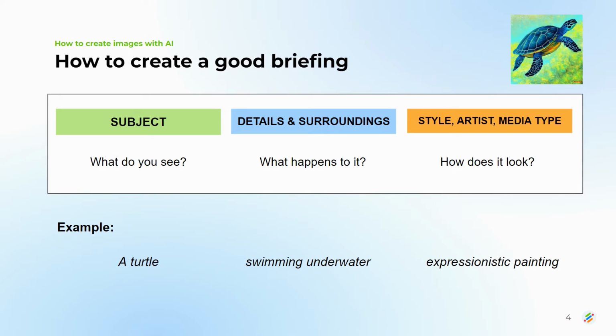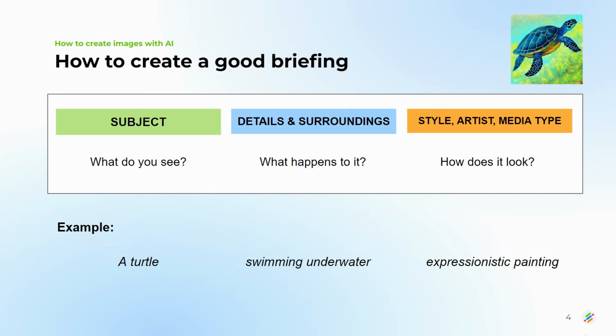I'll now show you how to create the optimal brief for generating your images. In most cases, you need 3 ingredients for the generation. Your subject, that is, what is on the picture in the first place. The details and the environment, what is it doing and where is it? And last but not least, the style, artist, or media type, that is, what style the image should be generated in. For example, if I follow this guide, my brief might look like this. Our subject is a turtle, the details and the environment is swimming underwater, and last but not least, we specify that the image should resemble an expressionist painting.